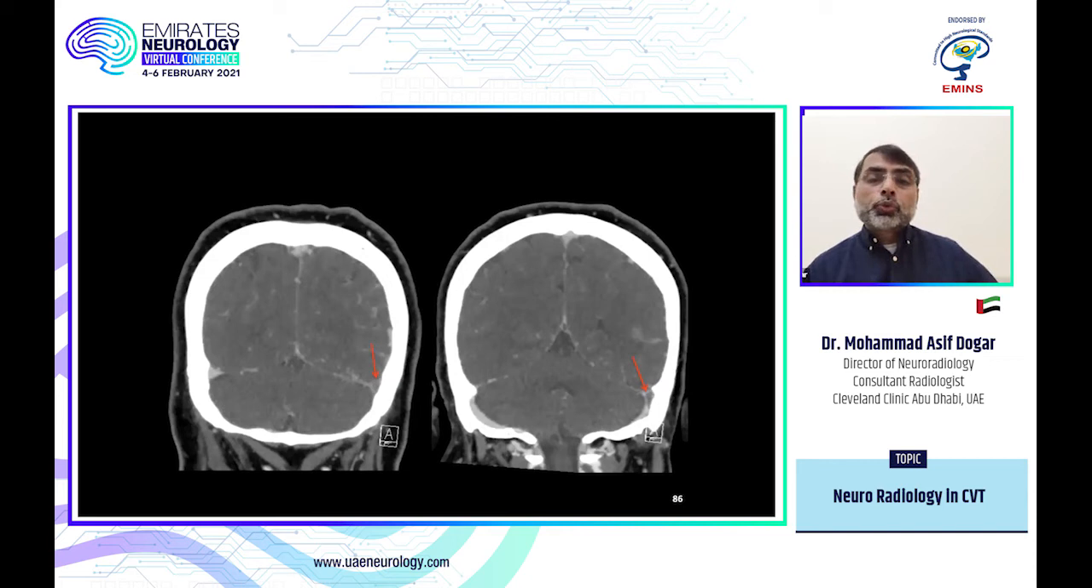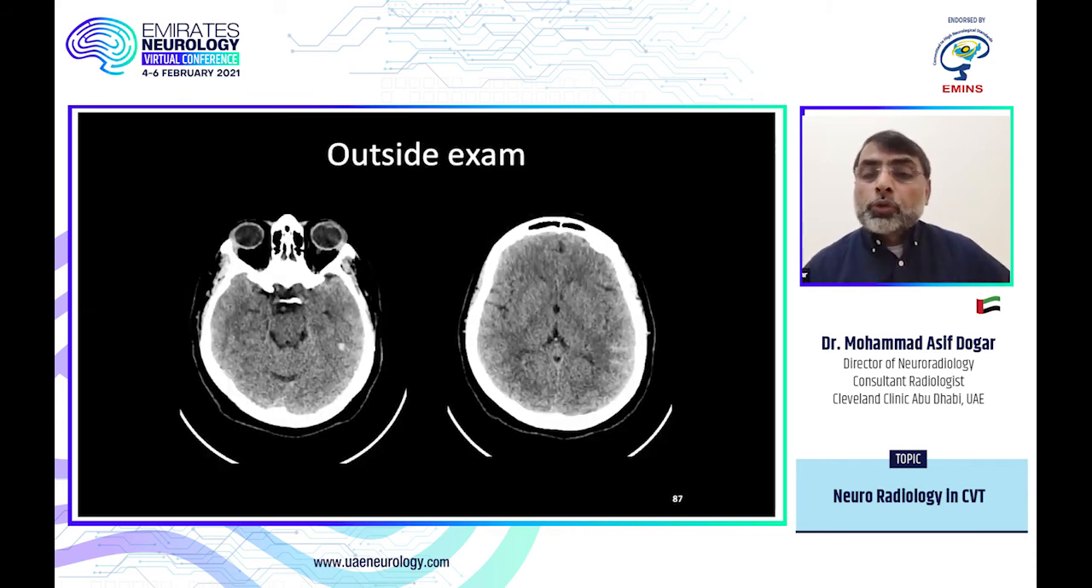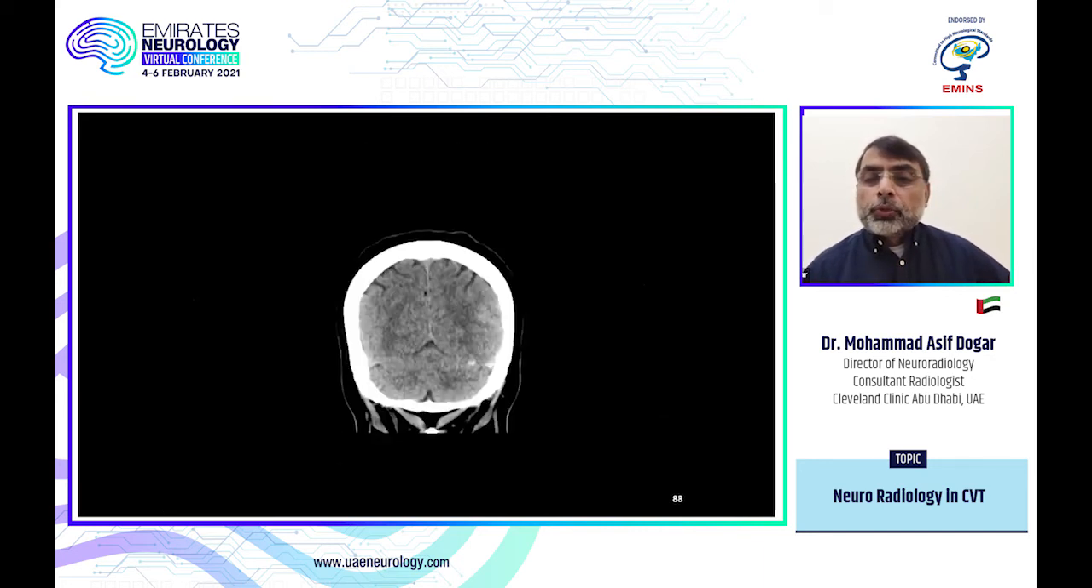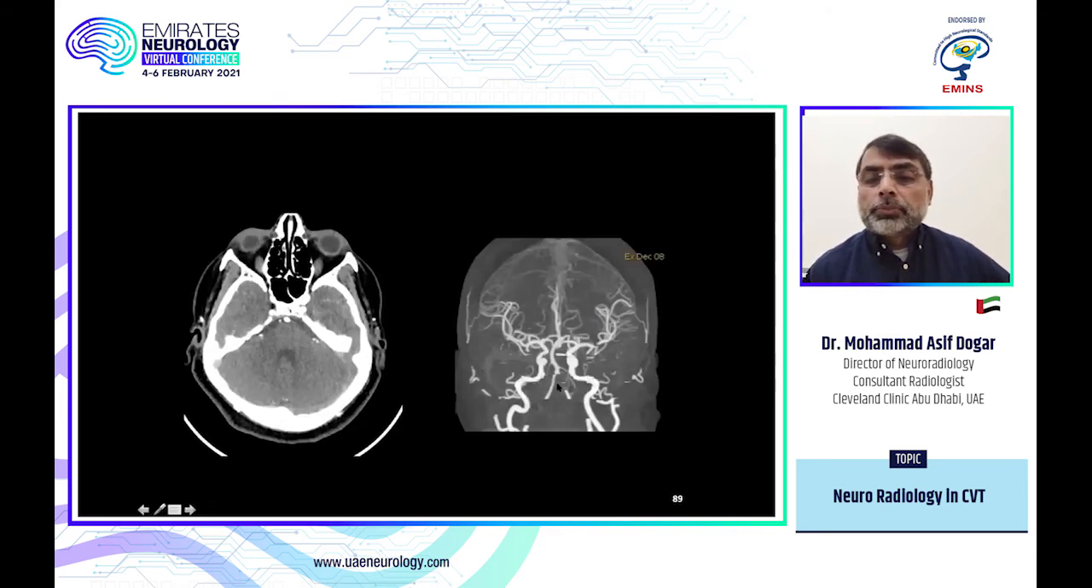Again, look at these coronal images. So outside exam, which they sent as hemorrhage, they did everything. They did CTA to look for the cause. This is the image from their scan. If you look here, you can see this sinus is hyperdense, and you can diagnose venous sinus thrombosis. Actually, they did all this CTA, all this 3D reconstruction. They say the CTA is negative.